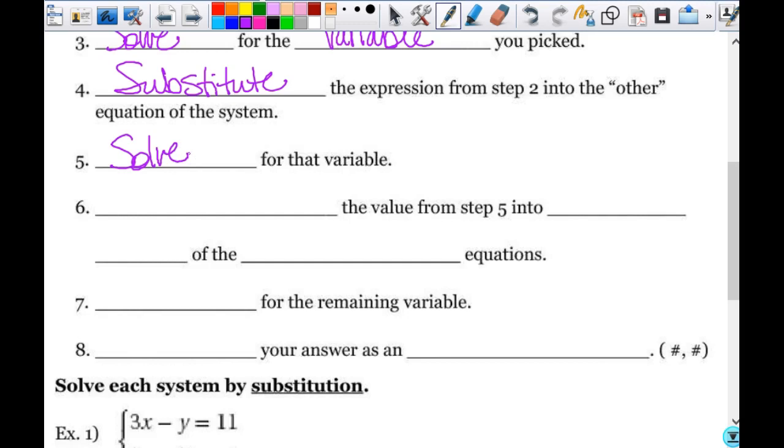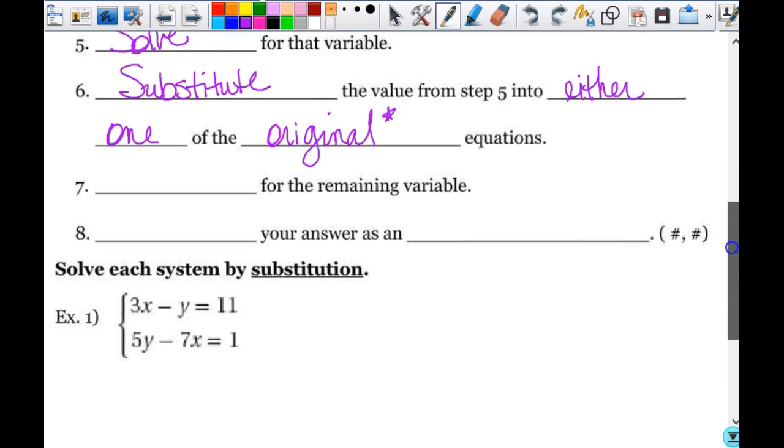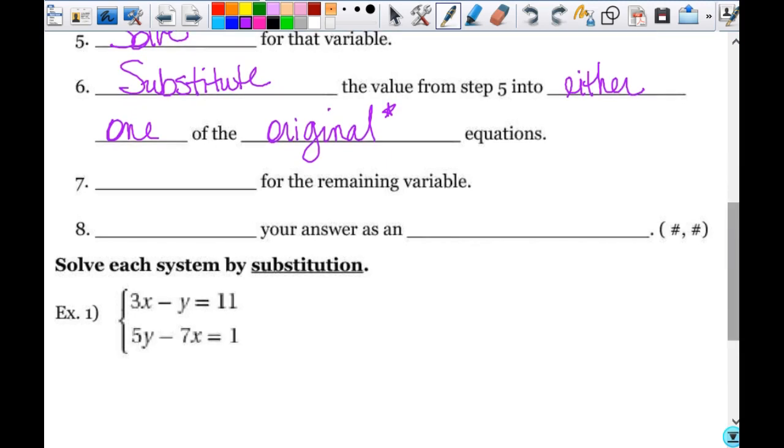Then you take that, and you substitute the value from step 5 into either one of the original equations. I'll put a little star there, because we'll come back and talk about that. Either one of the original equations. So now once again you just have one variable left, so you solve for the remaining variable.